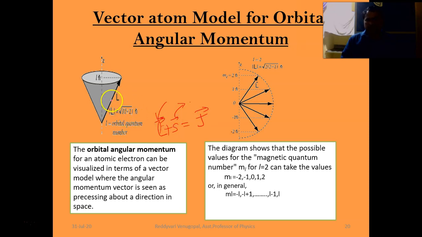So here, just observe this diagram. The orbital angular momentum for an atomic electron can be visualized in terms of a vector model, where the angular momentum vector is seen as precessing about a direction in space. Just observe this one. This is the angular momentum vector. What is it doing? It is precessing in space like this.